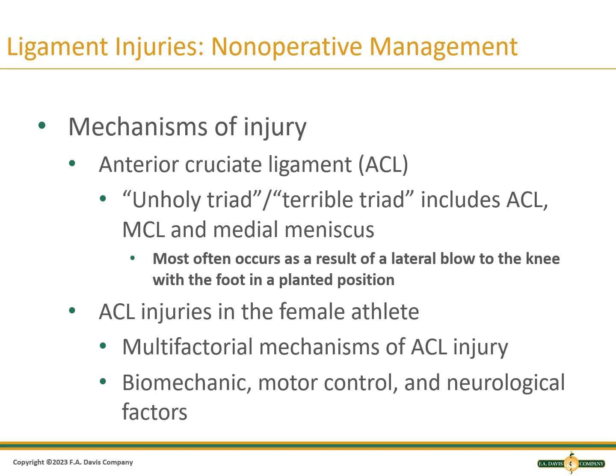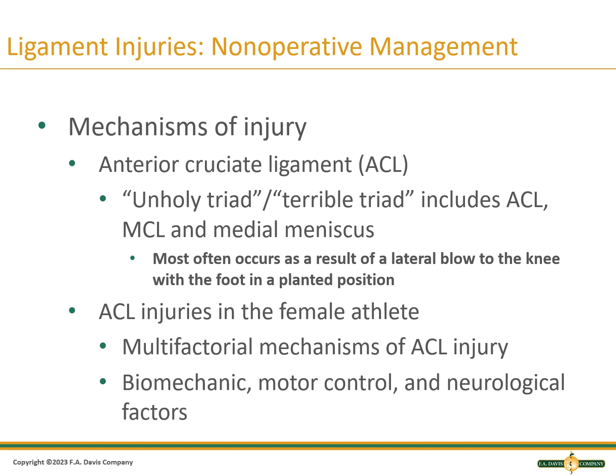Ligament injuries, we will start with the most commonly known, our ACL. Our ACL can be part of the unholy or terrible triad. The injury to the ACL, the MCL, and the medial meniscus make up our terrible triad. But our ACL is our anterior cruciate ligament. Injury to cause the terrible triad often occurs as a result of a lateral blow to the knee with a foot in a planted position.